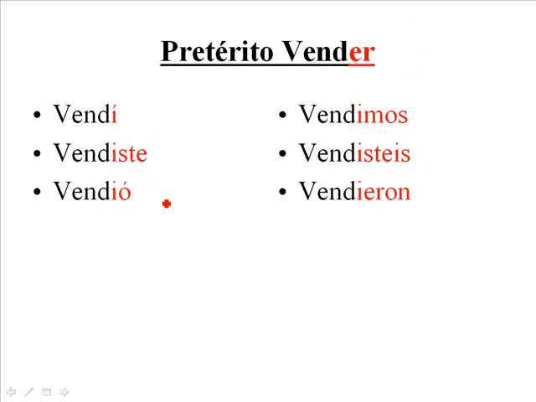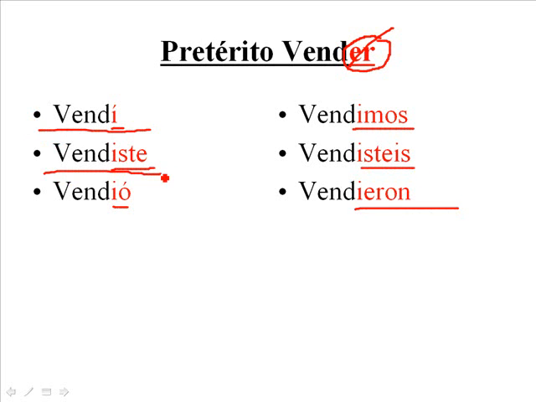Now let's look at an ER verb. Un verbo ER, como vender. Just like any other verb, you take off the ending and you add the appropriate new conjugation. Í, iste, ió, imos, isteis, ieron. Yo vendí. Tú vendiste. Él vendió. Nosotros vendimos. Vosotros vendisteis. Ellos vendieron.